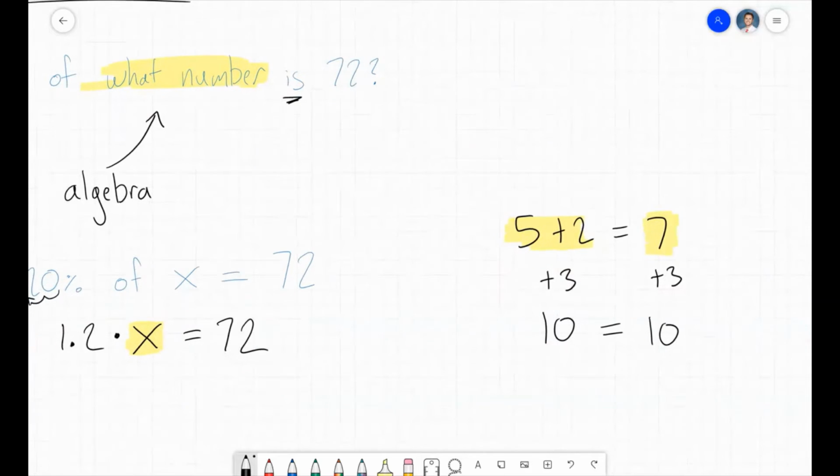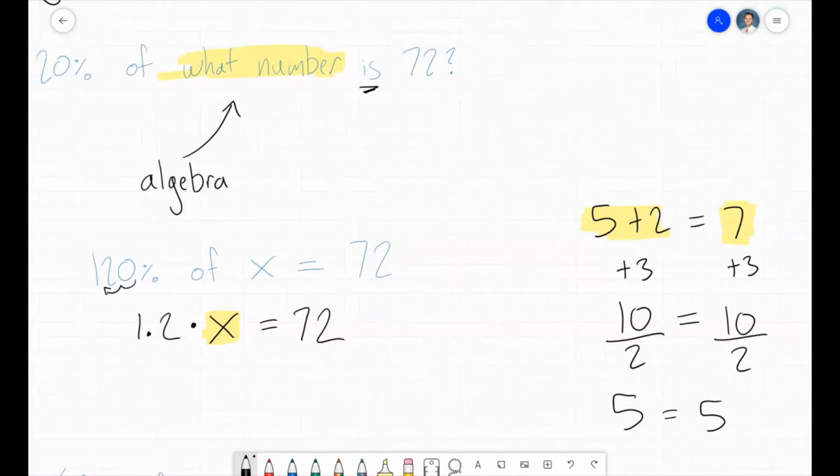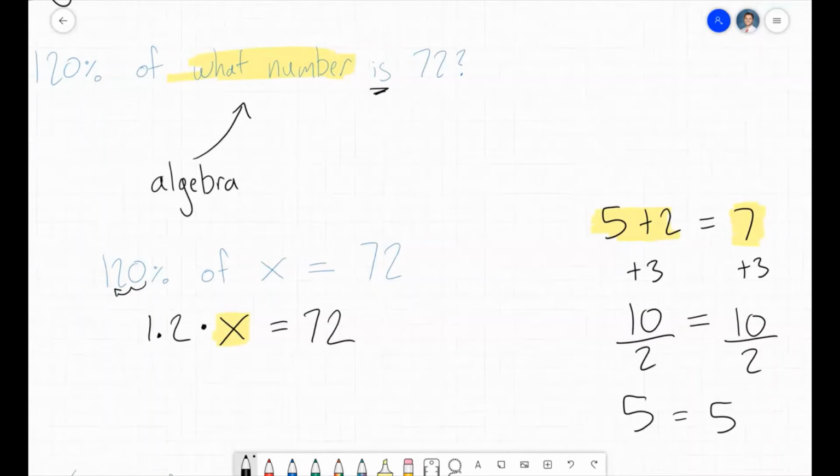Similarly, if we were to divide both sides by 2, 10 divided by 2 is 5, and 10 divided by 2 is 5. So with algebra, all we're going to do is make sure we do the same thing to both sides of the equation, and we will still have a true statement. So we can manipulate it so that we get our statement to read as x equals and then a number. In this case, right now it's telling us 1.2 multiplied by some number equals 72.